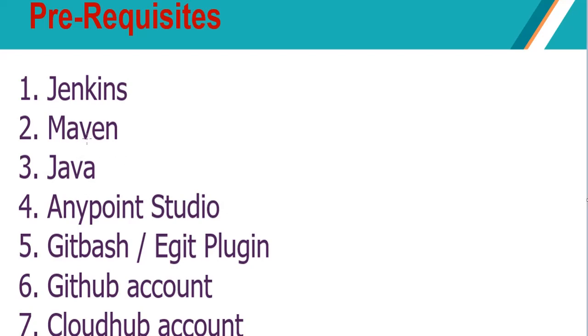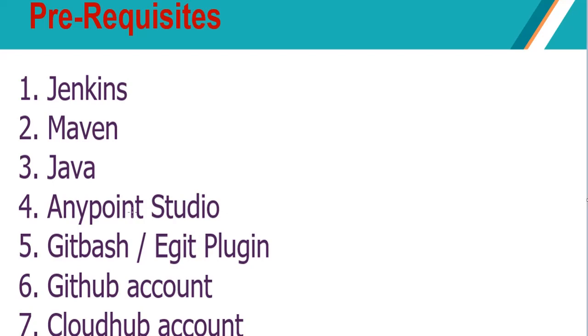If you are doing this the first time, I have given the whole list of tools. If you are a fresher or you are learning from scratch, you need to do all these things. You need to install Java, then you need to download Anypoint Studio, where we are going to build our flows and all. Then you should have Git Bash or the EGit plugin, the EGit plugin within the Anypoint Studio.